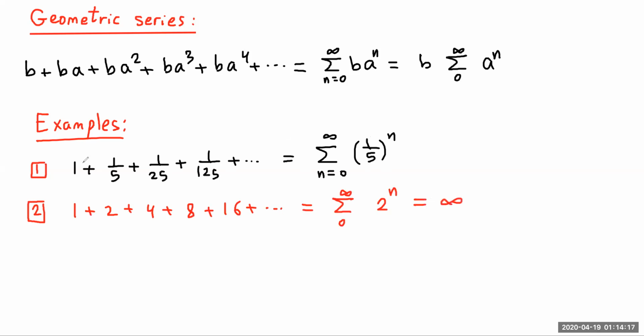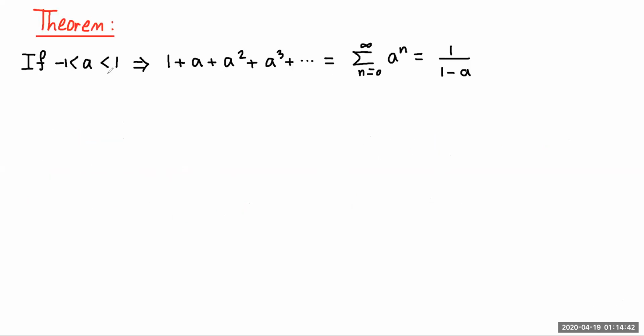But what about the answer of the first sigma? Is it a number or is it infinity? We will see in the next theorem that this is a number, because 1 over 5 is between minus 1 and 1. The sum here, using a theorem, is 1 over 1 minus 1 over 5. So this is the next theorem.